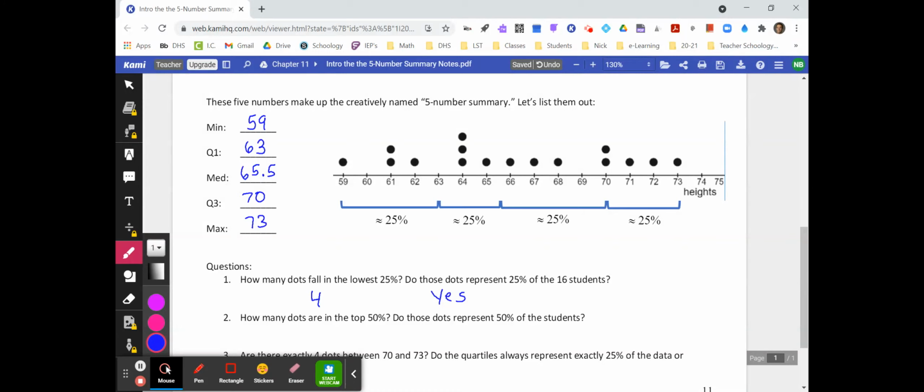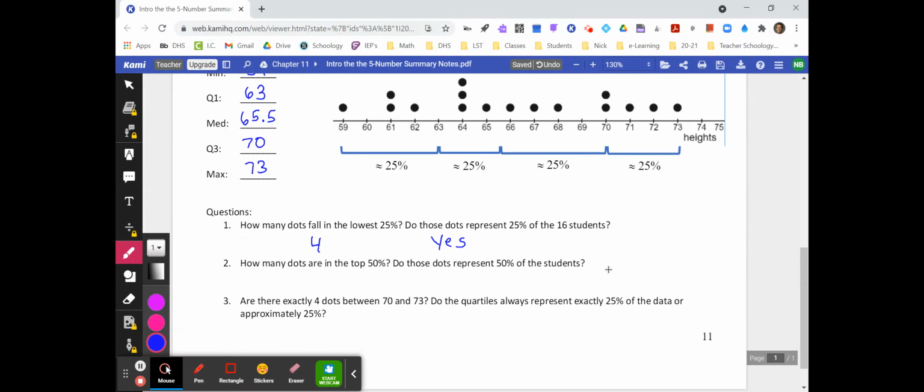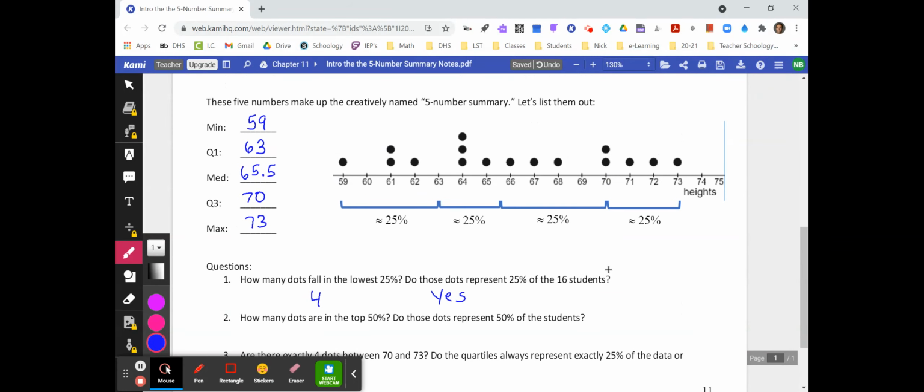Let's look at question number 2 here. How many dots are in the top 50%? And do those dots represent 50% of the students? Well, let's see. We have 1, 2, 3, 4, 5, 6, 7, 8. So hopefully you counted 8 dots there in that top 50%. And do those dots represent 50% of the students? And again, the answer to that is going to be yes, right? 50% of 16 is 8.